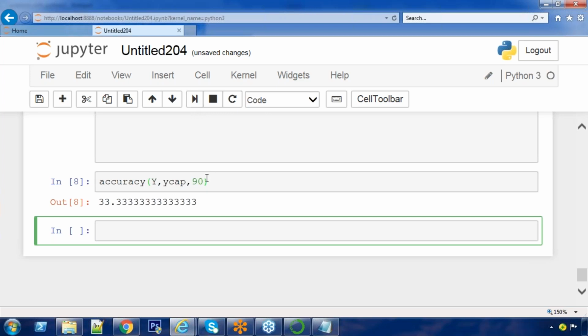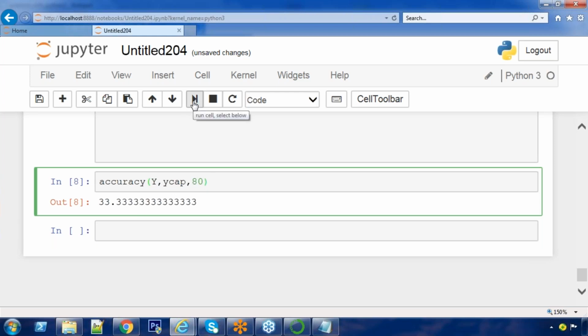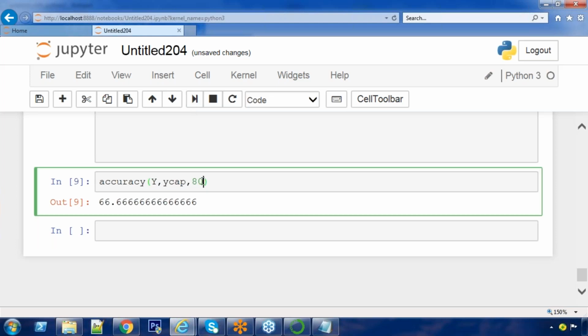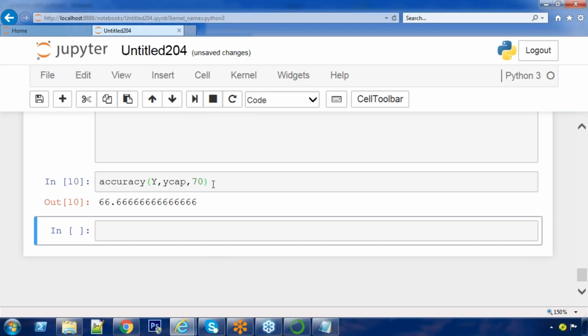Understand? Okay, this is on a 90% basis. Let's go with 80, just for testing. On an 80% closeness basis, I got 66. Let's make it 70 closeness. Still same. Still same. Okay. Think that the expected accuracy is achieved.